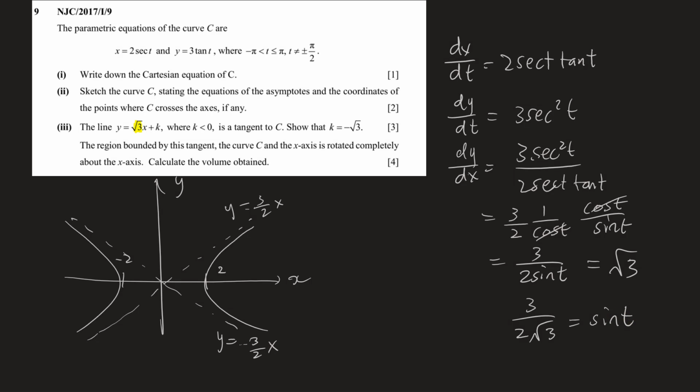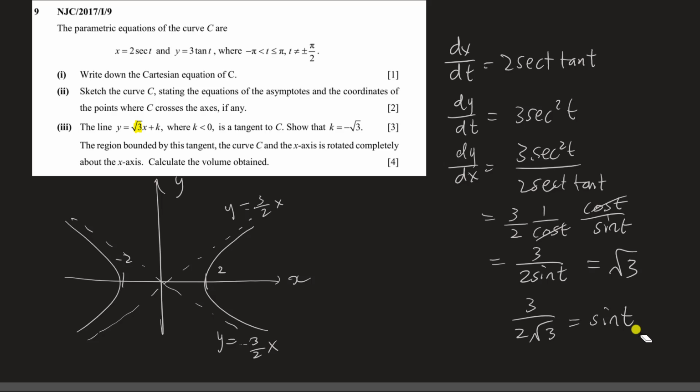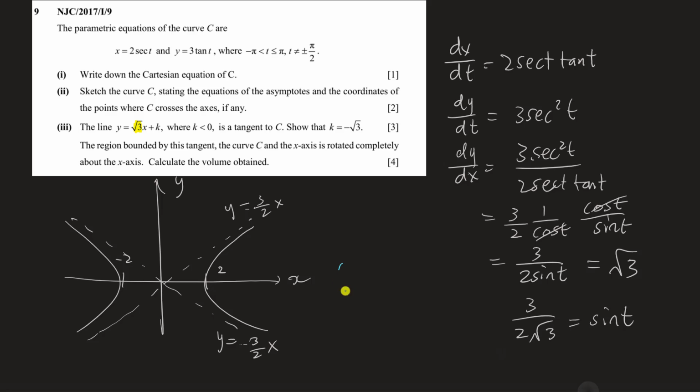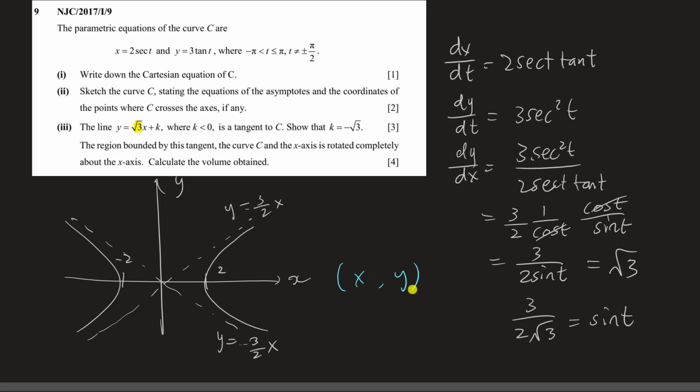Now you can go and actually find the value of t, but it wouldn't be a nice number. What you do is, because after all, your job is just to find out what the x and y coordinates are. Where is this tangent at, right? We need to find the x and the y coordinates of this particular point of tangent. Your job is not to find t, but you're supposed to find 2 secant t and 3 tangent t.